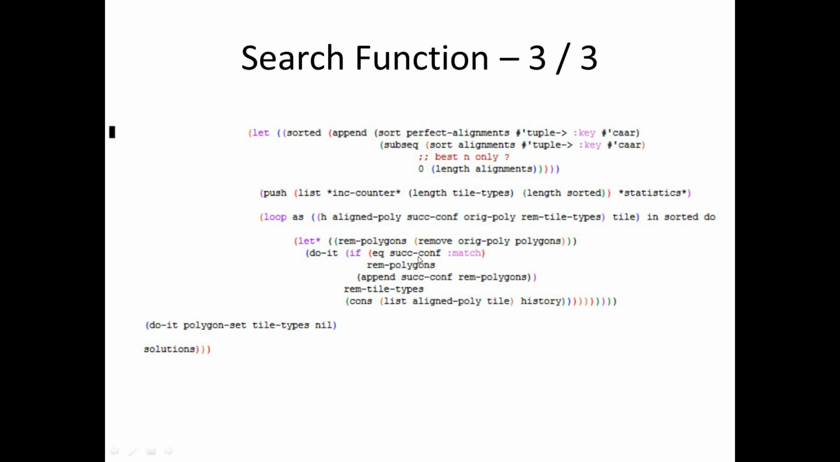There are 2 cases. If the successor configuration is a perfect match, it means that the aligned and transformed tile polygon completely matches and resolves the original component polygon. In this case, we can consider this polygon done and only proceed in our search with the remaining polygons. Otherwise, we need to append the successor configuration polygons to the remaining polygons and continue our search with a larger set of polygons.